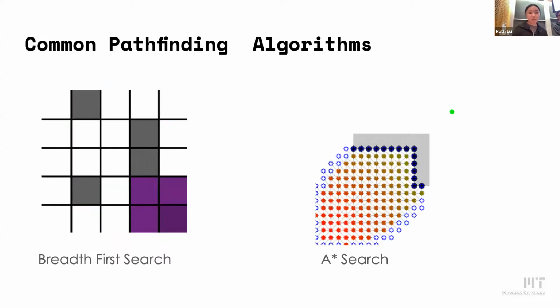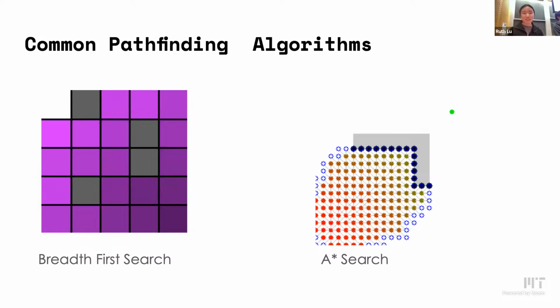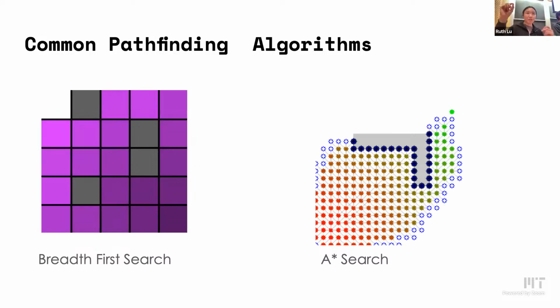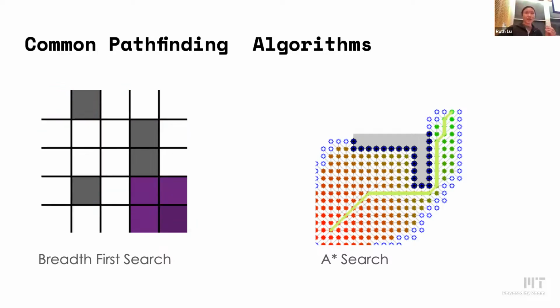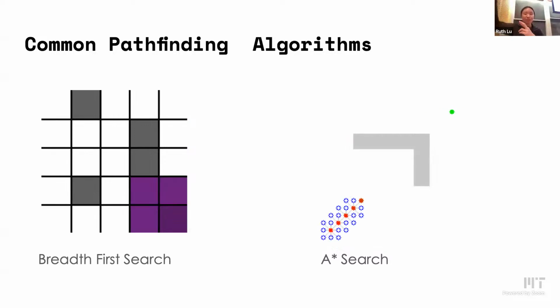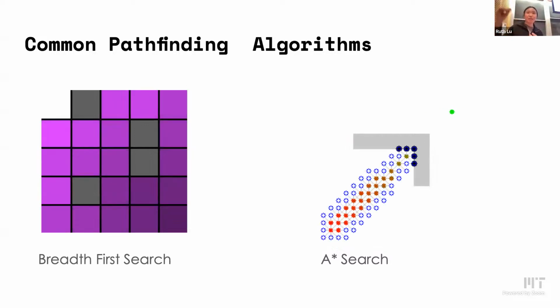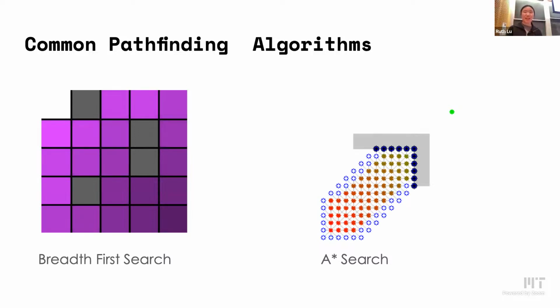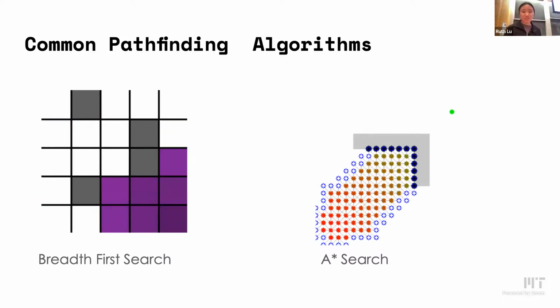Another pathfinding algorithm you might have heard of is A star search, which is a slightly smarter one. What it does is for every point, it calculates how much cost it took to get to that point, for example, the distance, and how much cost it thinks it will take to get from that point to the end point. And then it will look at the one with the shortest sum of the previous cost plus the estimated cost, and it will choose that one to keep going forward.